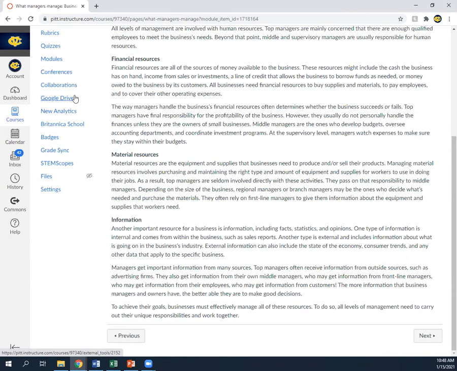responsibility to middle managers. Depending on the size of the business, regional managers or branch managers may be the ones who decide what's needed and purchase the materials. They often rely on first line managers to give them information about the equipment and supplies that workers need. Again, if we go back just to our simple Taco Bell example, they've got all those different types of machines and cookware that they need.